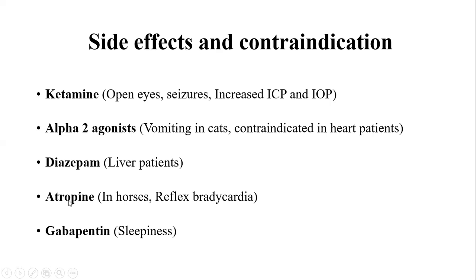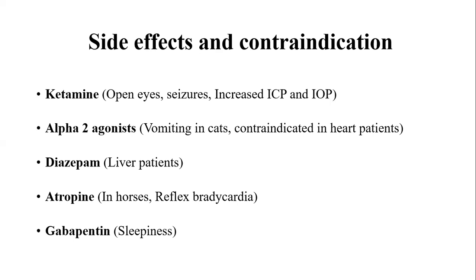Atropine is basically a pre-anesthetic drug which belongs to the anticholinergic class, and anticholinergic drugs cause paralysis of the intestine in horses. Okay, you can say hypomotility of the intestine in horses. So that's why they are contraindicated in horses. And they are also contraindicated during reflex bradycardia.